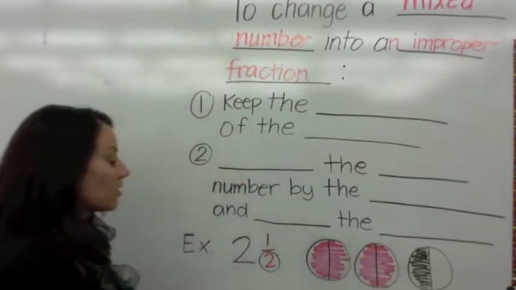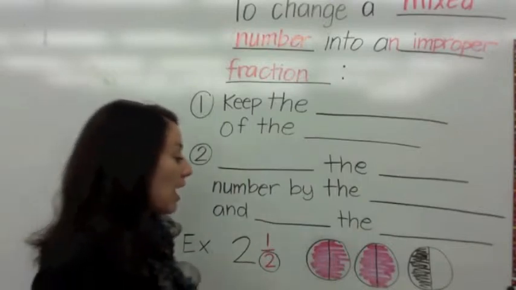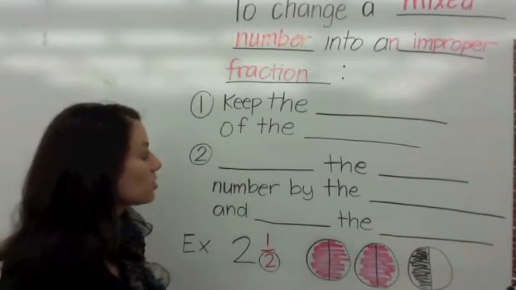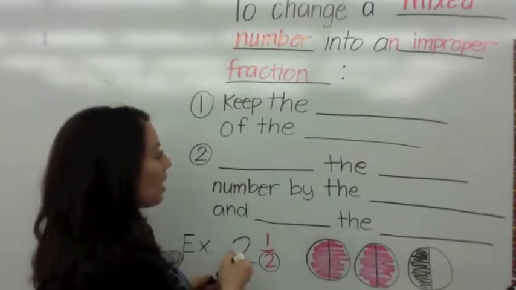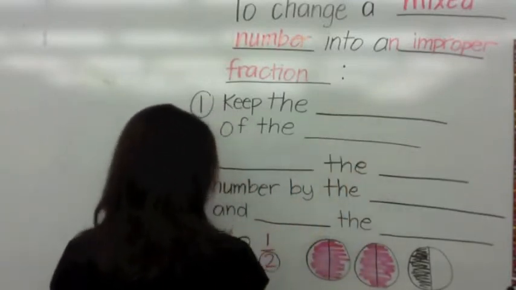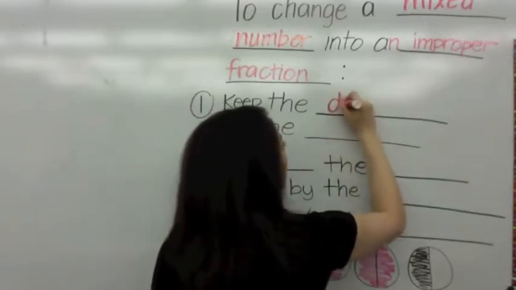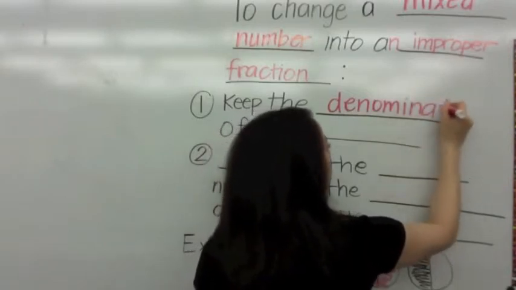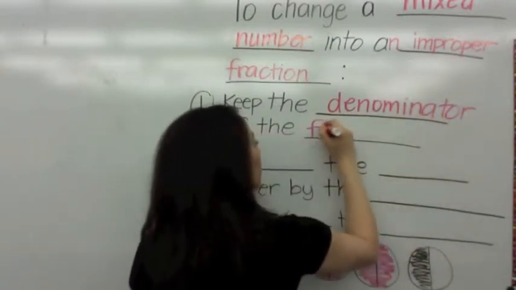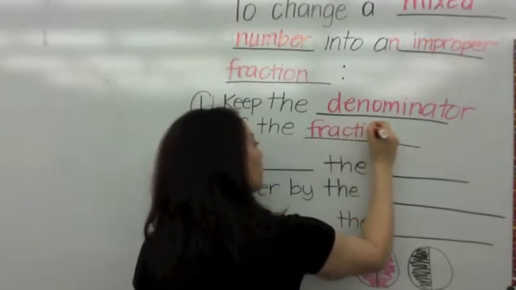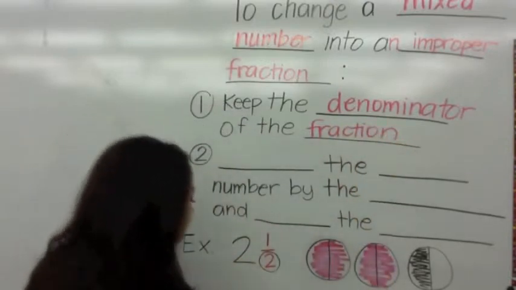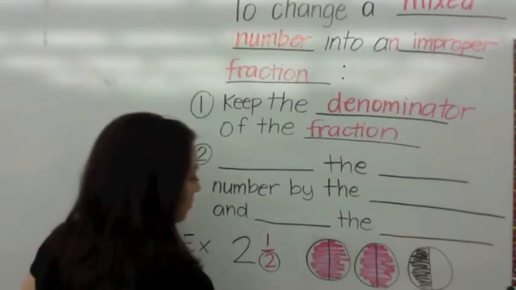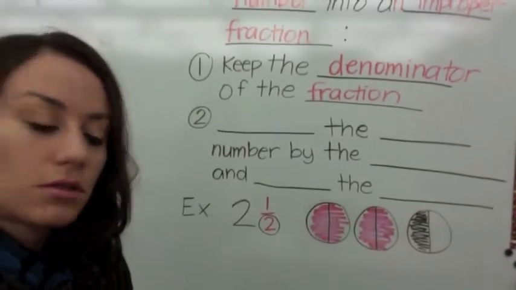When you're changing the mixed number into an improper fraction, it's saying, well, how many halves is 2 and 1/2? So you're working with halves. You're going to keep the denominator, which is 2. Circle it. Keep the denominator of the fraction. Okay, so that's 2, right? Put it underneath like that.